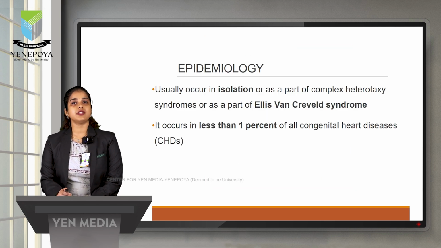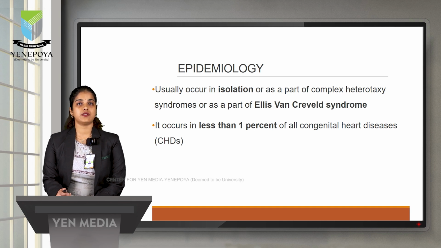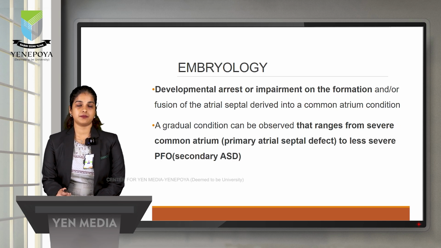Coming to the epidemiology, common atrium usually occurs in isolation, or sometimes it can be part of complex heterotaxy syndromes like right isomerism or left isomerism, or it can also occur as part of Ellis-van Creveld syndrome. Altogether it occurs in less than 1%. As I told, it is a very rare congenital heart disease, occurring in less than 1% of the other congenital heart diseases.